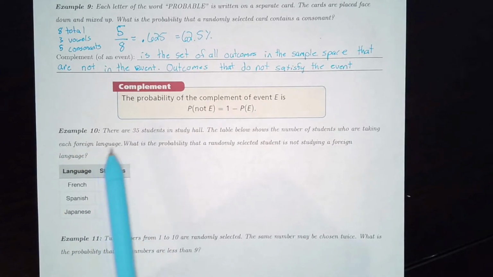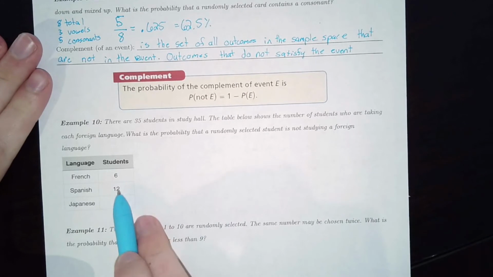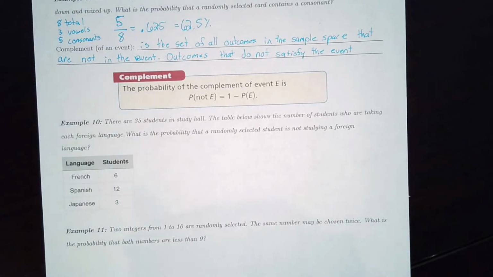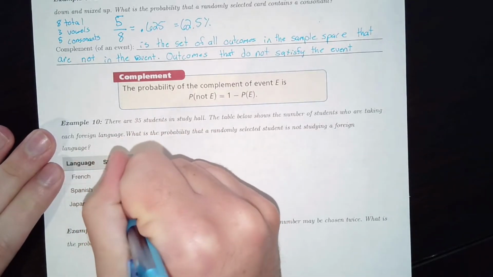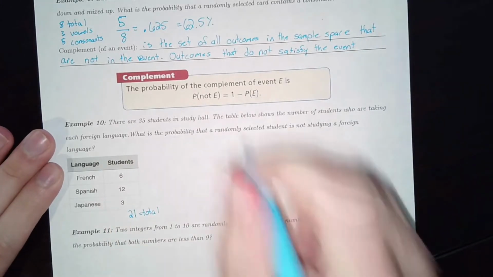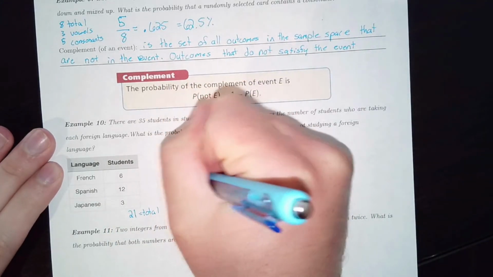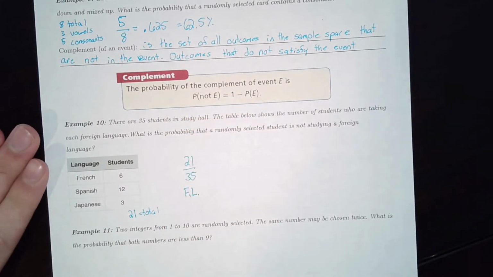Let's look at number 10 here. There are 35 students in a study hall. The table below shows the number of students who are taking each foreign language. What is the probability that a randomly selected student is not studying a foreign language? Well, I know I have 35 people, and I know how many are in each one, so let's figure out how many people are not. So, if we add these together here, there are 21 total. Okay? Well, that means that 21 out of 35 people are in a foreign language. I'll abbreviate it FL. Okay?